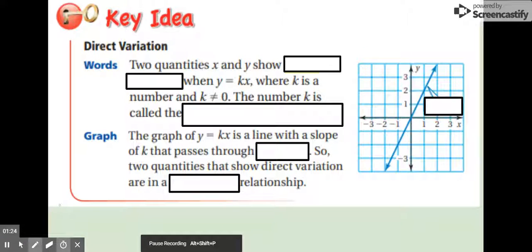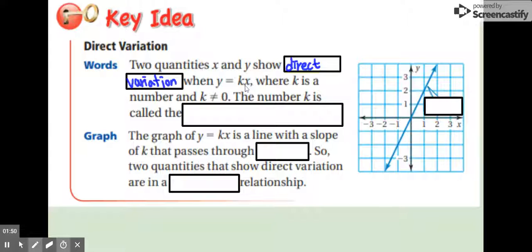We're going to talk about direct variation. So we're still talking about proportional relationship. When two quantities like x and y are showing direct variation, the quantities are varying, right? The quantities are varying, direct variation.